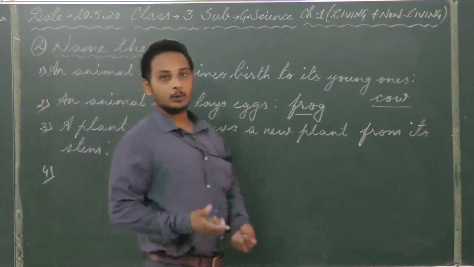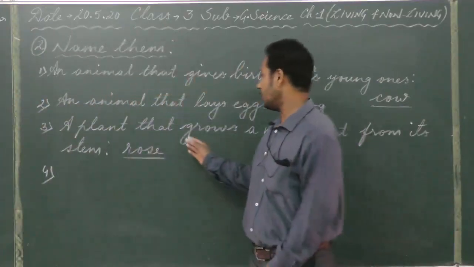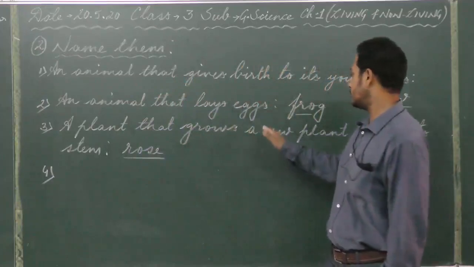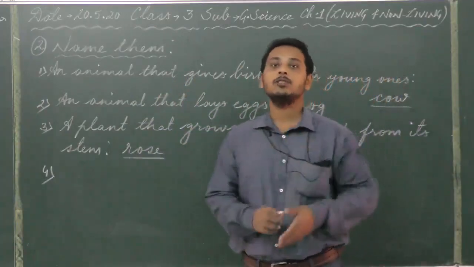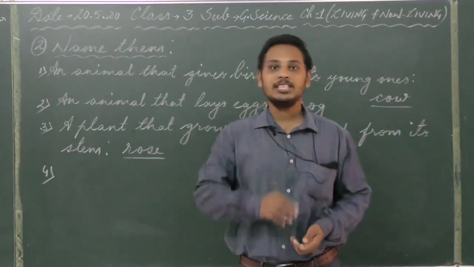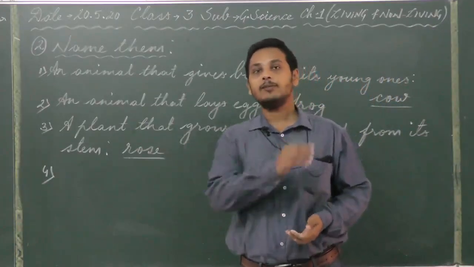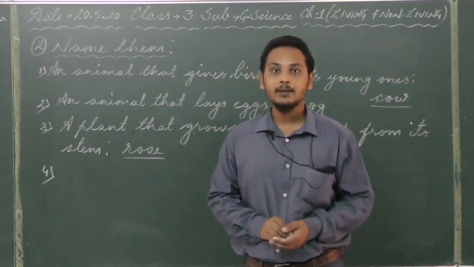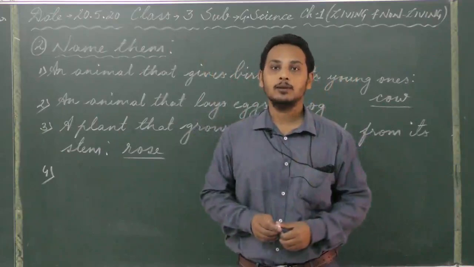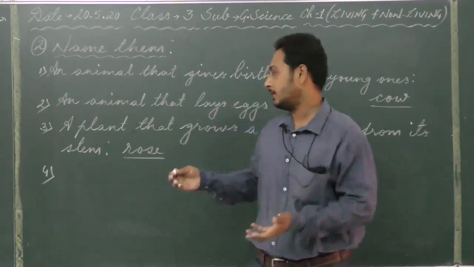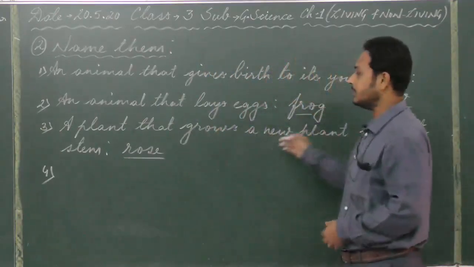Now one thing to make you clear is, what is the meaning of this phrase, grows a new plant from its stem? That means, suppose you see a rose plant anywhere, if you cut the stem, if you cut half of the stem, now what will happen? From the same stem again a new plant will grow. So that is the meaning of this, grows a new plant from its stem.